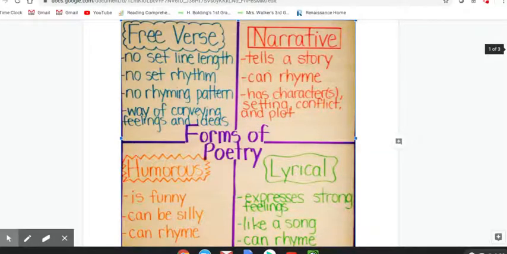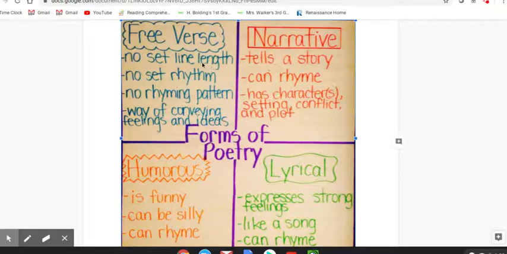Hey, boys and girls. So, what we're going to do today is we are looking at our forms of poetry right here. I've just shared my screen so you can see what we're talking about. We have 4 types of poetry that we want to look at a little bit closer. Up here in the blue, we have free verse. Free verse has no set line length. That means it can be as long as you want it to be. It doesn't have a set number of lines.